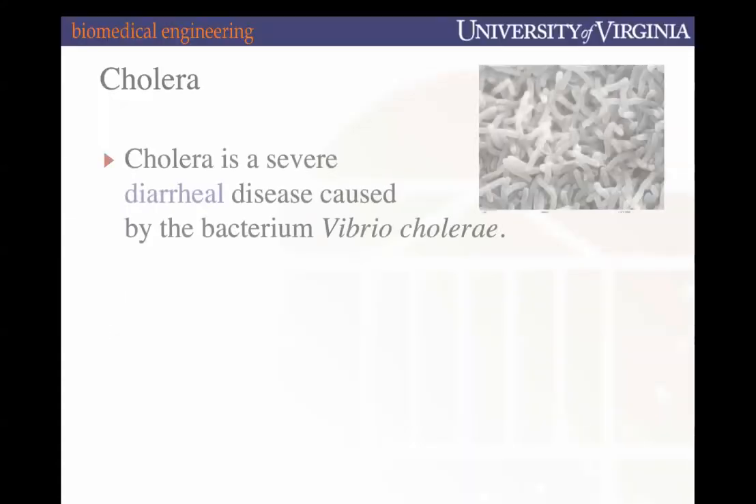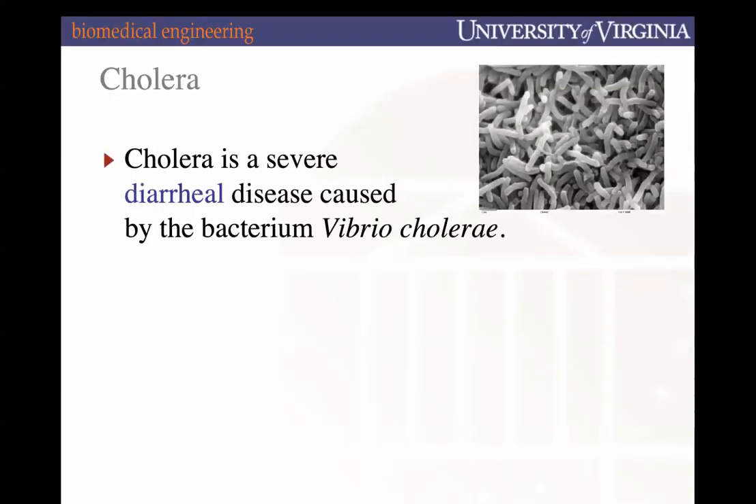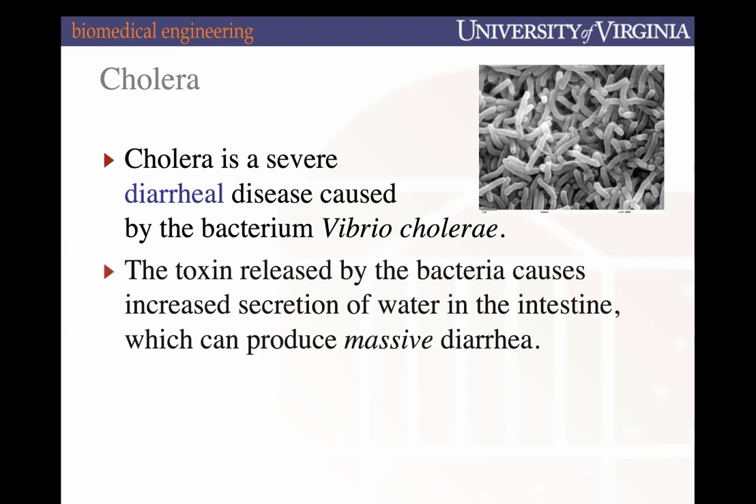Cholera is particularly known as a disease that causes severe diarrhea, caused by a bacterium called Vibrio cholerae. Diarrhea is a blue term here not because I am going to define it for you, since I suspect everyone knows, but because it is so noteworthy for cholera, given how much fluid loss occurs and the severity of the diarrhea with a cholera infection. The toxin released by the bacteria is what causes this excess secretion of water and this massive water loss because of the severe diarrhea.